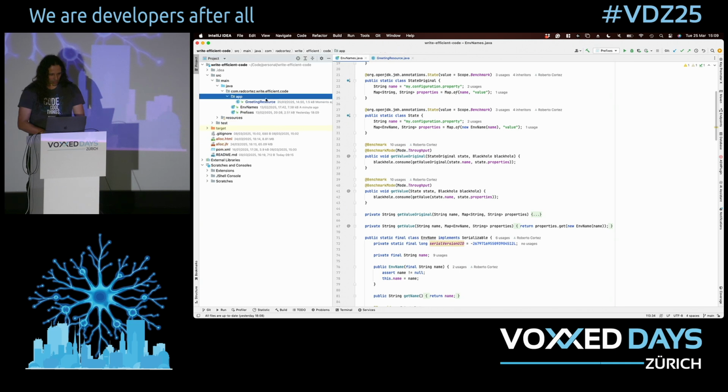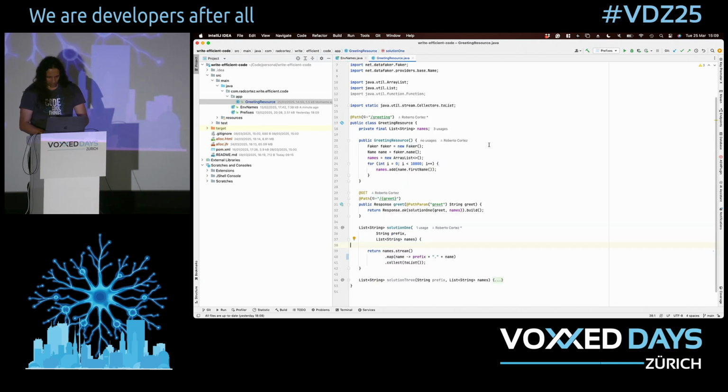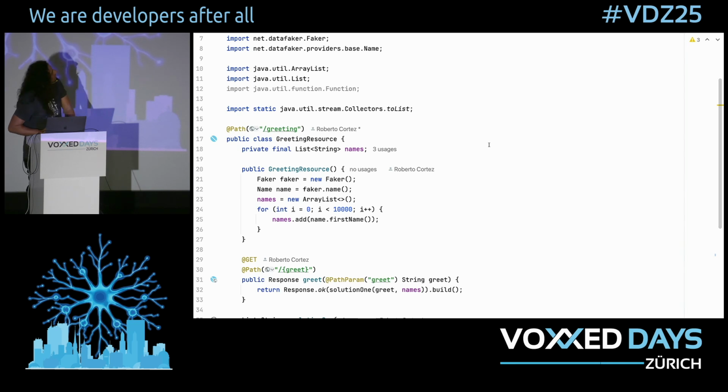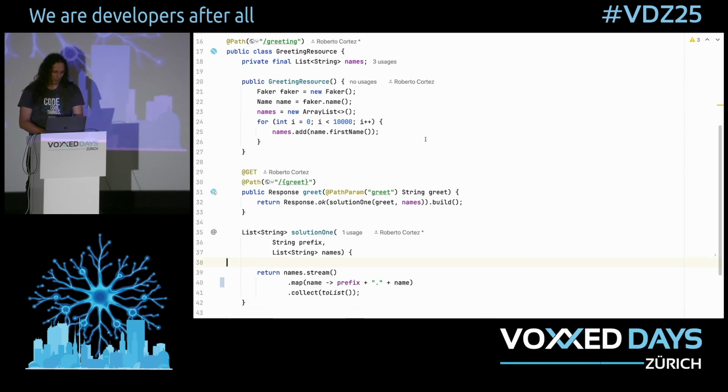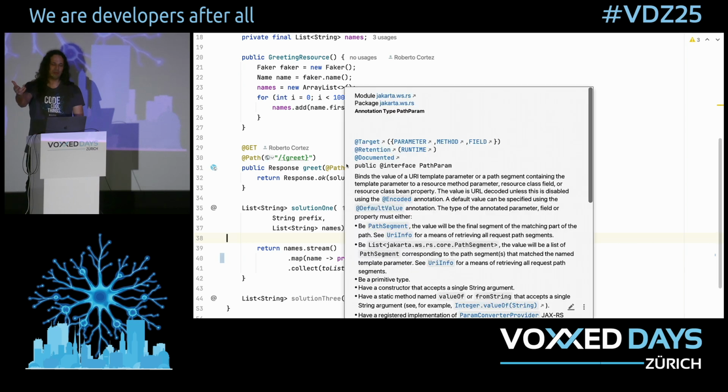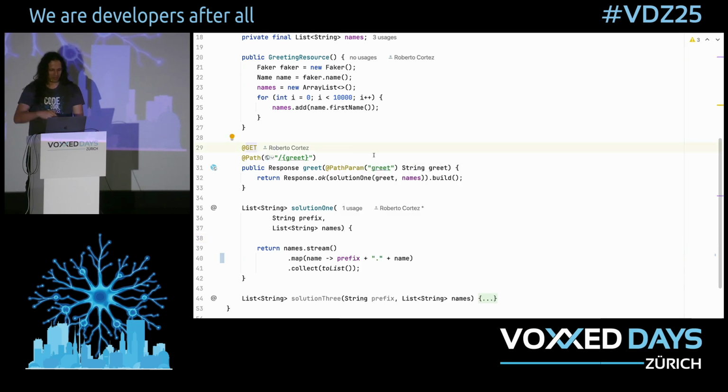So let's go over here. So this is a resource. Let me just put this into, should be better, right? So it's just a resource. It creates a bunch of names, like 10K. And then what I want is just to invoke my REST endpoint, and it's going to just prefix with a greeting, and then it's just going to output this, right?